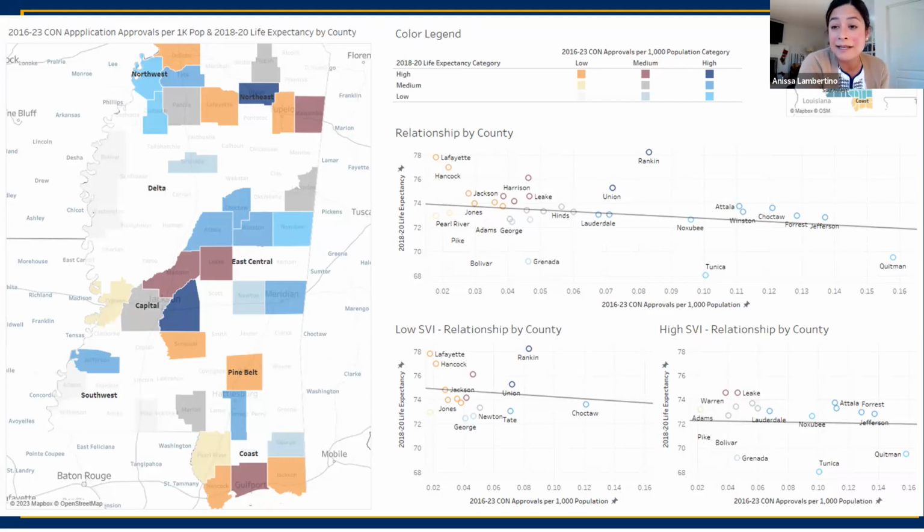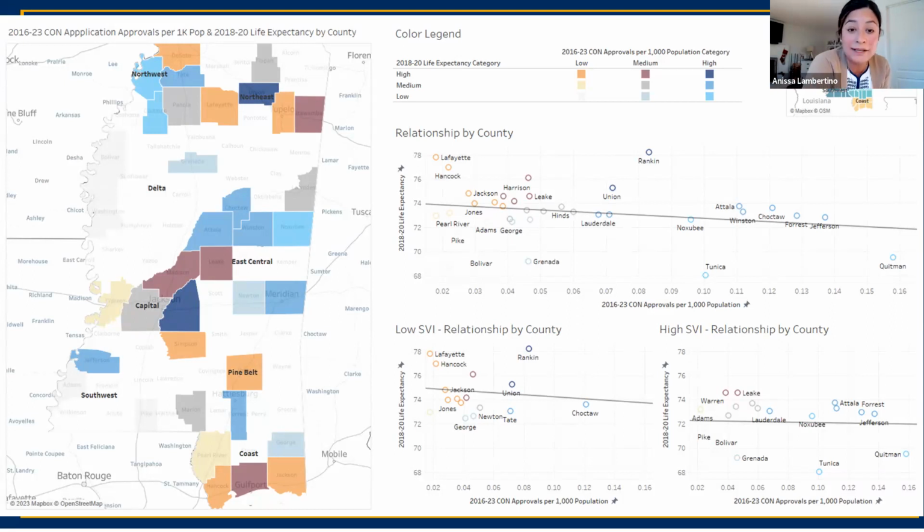And what we notice is an inverse or negative relationship between approval rate and life expectancy. So what does that mean? That means that there is a tendency for counties that have a lower approval rate to have a higher life expectancy. And the opposite is also true. In counties that have a higher approval rate, the life expectancy was lower.